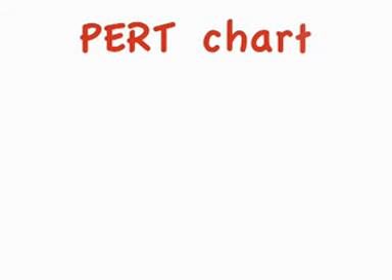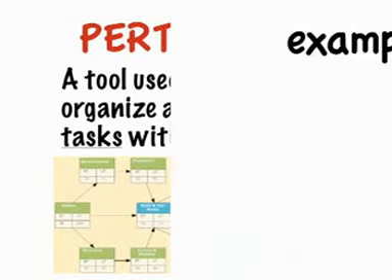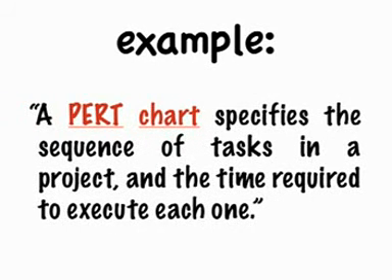PERT chart. A tool used to schedule, organize, and coordinate tasks within a project. A PERT chart specifies the sequence of tasks in a project and the time required to execute each one.